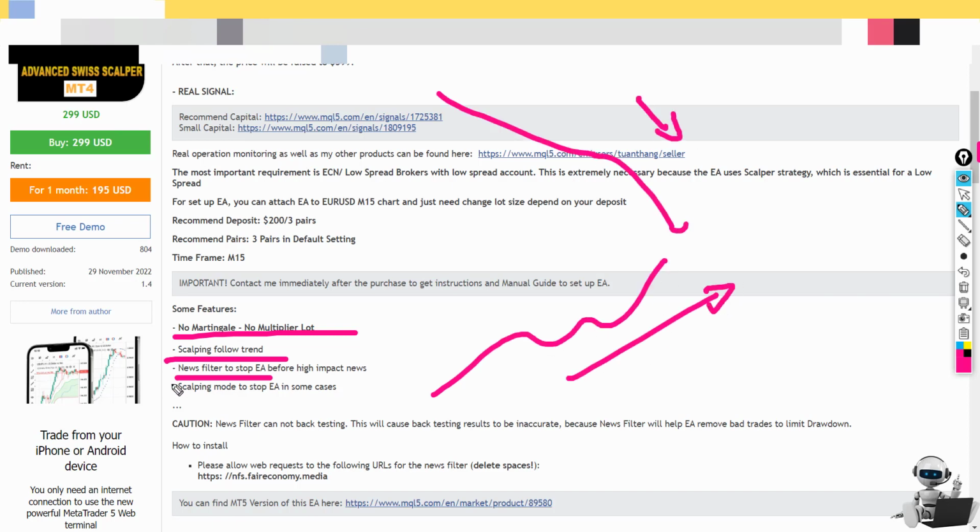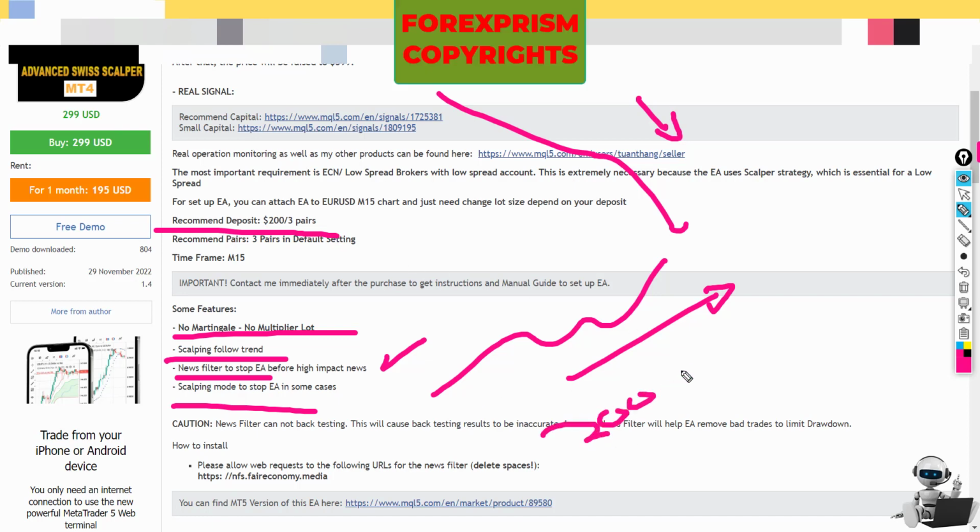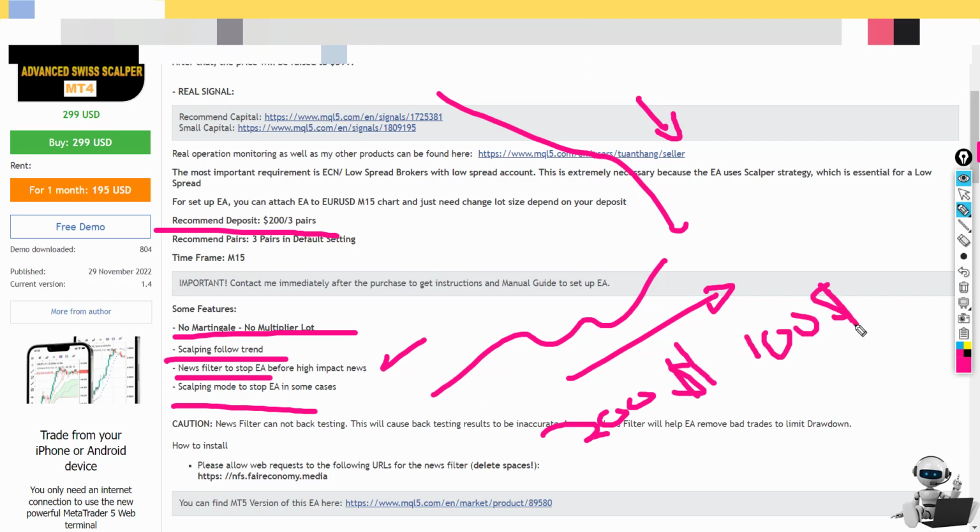So whenever we have a trend, whether it is up or down, it will scalp the market. It is very important to know that this EA has a news filter, so it will stop before high impact news, which is very amazing, and the scalping mode can stop in some cases, so it is good whenever the market changes. This EA is actually very good for smaller accounts. Many people ask me what they can use for a 200 USD account or maybe 100 USD. Even if you have 100 USD, this EA is going to be suitable for you.